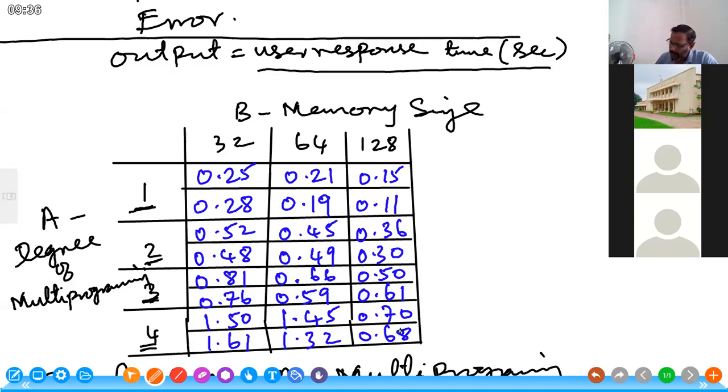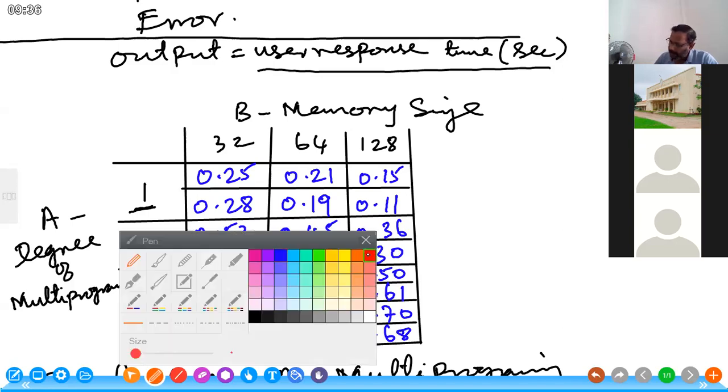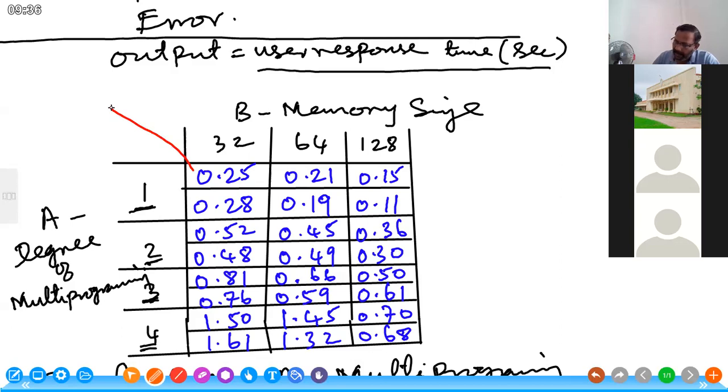Now tell me, for example, this first data, I can write it as y111, considering the first is the level of factor A, second is the level of factor B, third is the replicate. Can somebody tell me how I can write this?